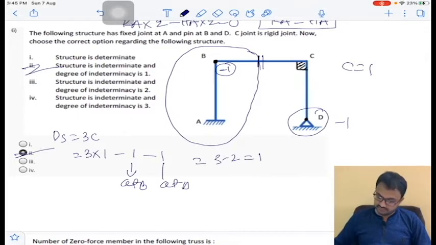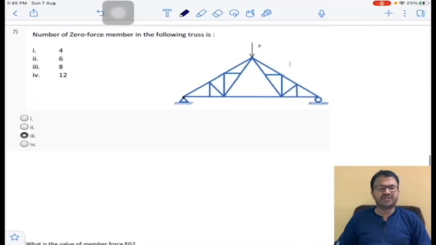Clear? And now coming to the most important question. It will be frequently asked in the GATE exam every year. Number of zero force members in the following truss is... So by just seeing how many number of members are there having zero forces, there are two principles to observe how many number of zero force members.